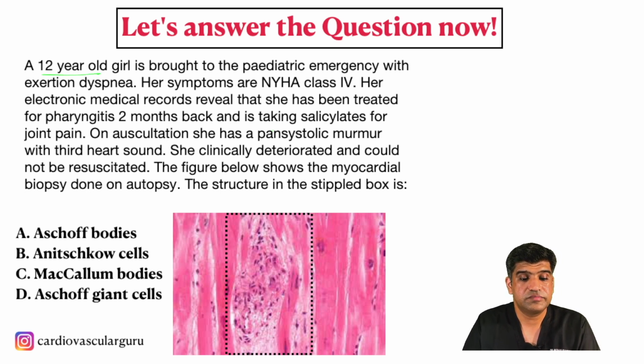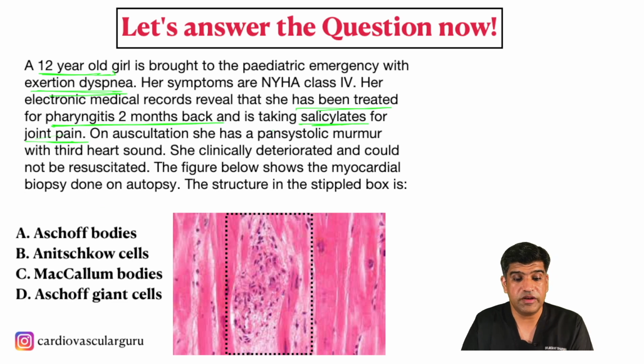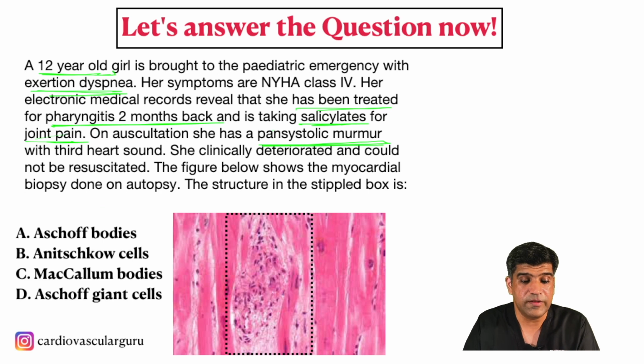A 12-year-old girl. We'll see the important points. Exertional dyspnea. She has been treated for pharyngitis 2 months back, taking salicylates for joint pain. That is, the patient has joint pain, has exertional dyspnea, has a history of pharyngitis, and a pansystolic murmur, that is, the heart is involved. There is an element of carditis as well.